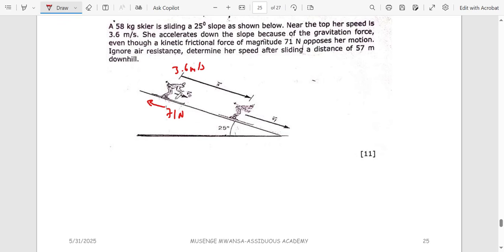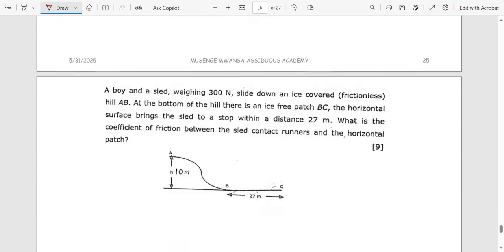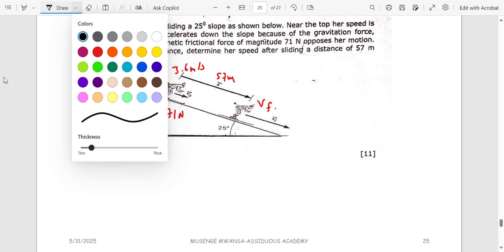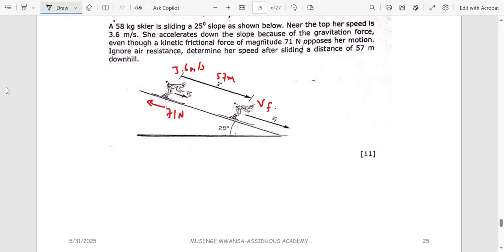So the distance here is 57 meters. So what will be the speed at that point? We can use two methods. Let me use both so that we see what we are going to get. The first one we are going to use is the work energy theorem. From the work energy theorem, you know that work is equal to change in kinetic energy.